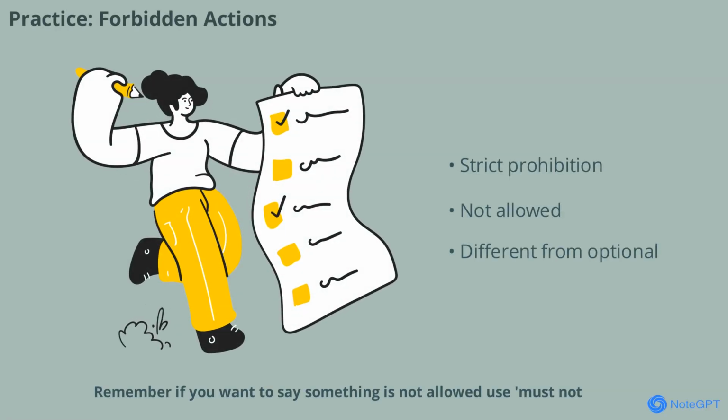Remember, if you want to say something is not allowed, use must not. For example, you must not smoke here. This is different from don't have to, which means you can choose. Must not is for strict rules and prohibitions.